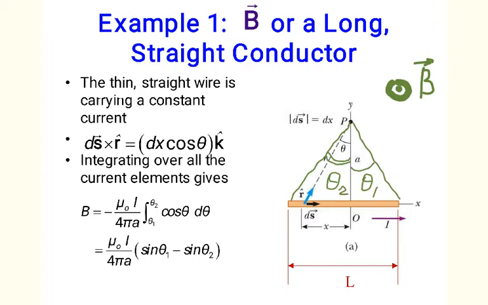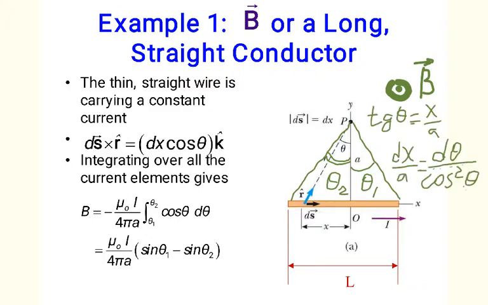Now let theta 1 and theta 2 be the angles between the vertical line from P to the conductor and directions to the left and right ends of the conductor. Tangent of theta is equal to x divided by a. Therefore, dx over a is equal to d theta over cosine theta squared. We can use this relation to set up the integral for the total magnetic field. It is given here. The integration is of cosine theta times d theta from the angle theta 1 to theta 2.